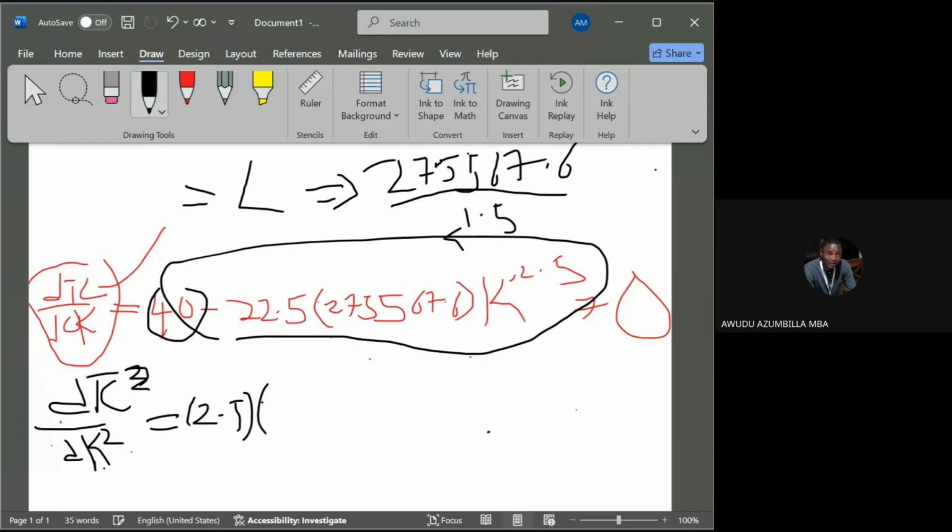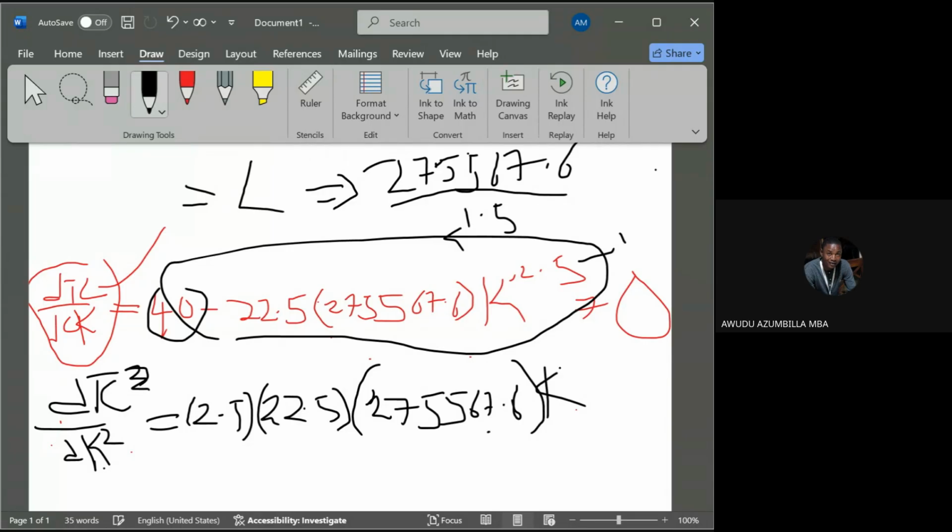multiplied by 22.5, before we also multiply this one by 275567.6. Then K. So again here we are going to subtract by 1, and that is going to give you minus 3.5.